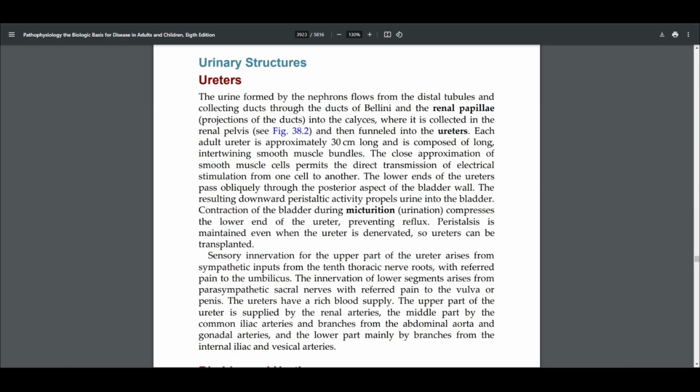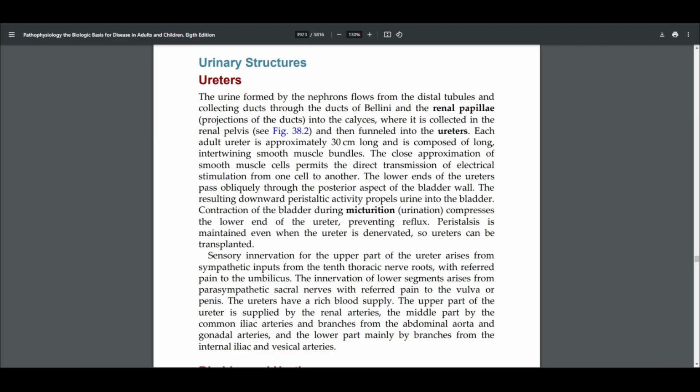Urinary structures. So that brings us to ureters. The urine formed from the nephrons flows from the distal tubules and collecting ducts through the ducts of Bellini and the renal papillae, the projections of the ducts, into the calyces, where it is collected in each renal pelvis, and then funneled into the ureters.